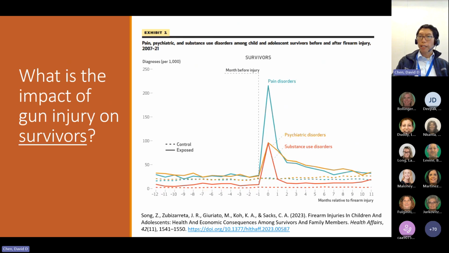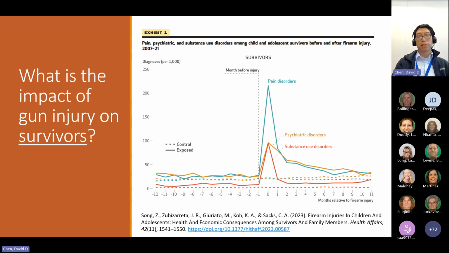So why is that? This study here in Health Affairs looked at firearm injuries in children and adolescents. This was a nationwide large study, I think looking at MarketScan data. And what they found was that after the time of injury, the person that was injured had, in the next couple of months, increased care utilization for disorders related to pain, for psychiatric disturbances, and substance use disorder. And these are things that we've historically known to be associated.